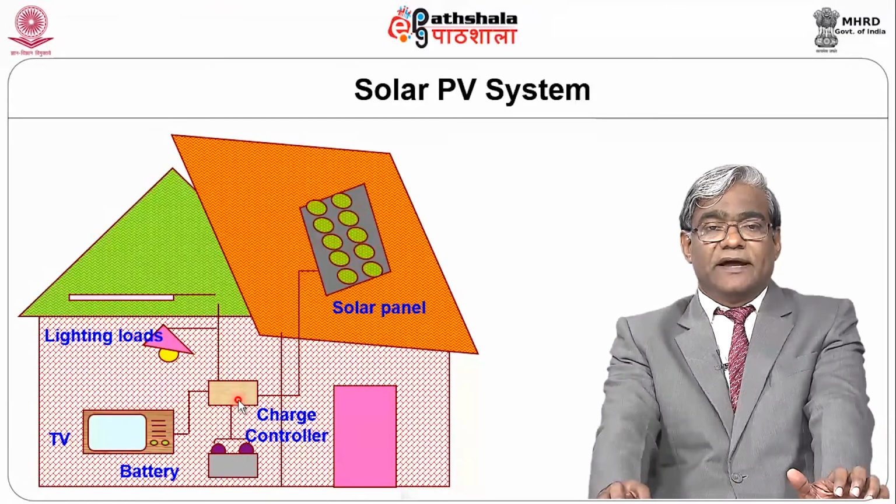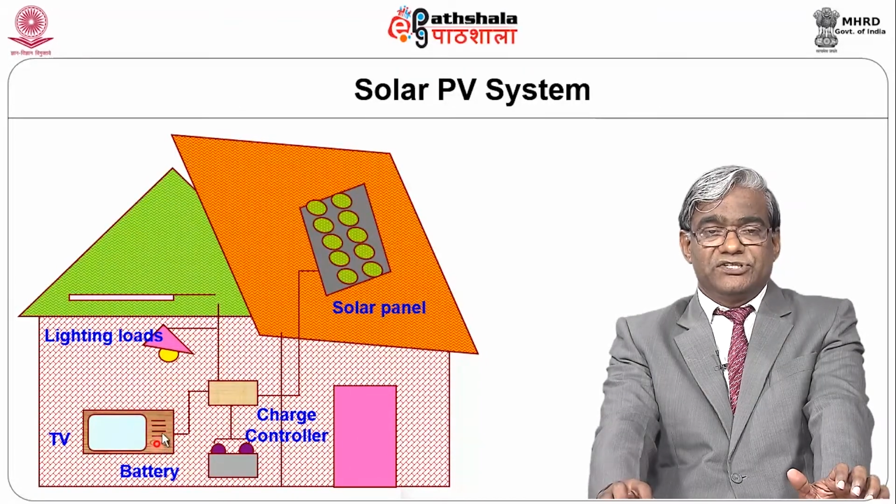undercharge or overcharge, and these are the loads. The electricity is used for lighting at home, for TV operation, and for fans, or other gadgets which consume less electricity, like a TV, computer, laptop, or lights and fans.